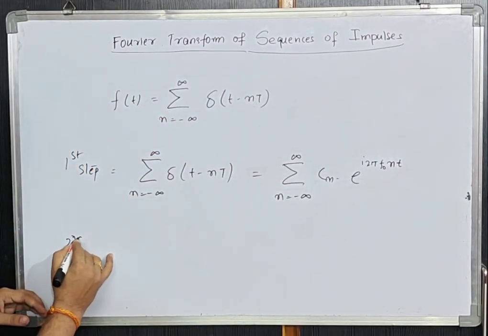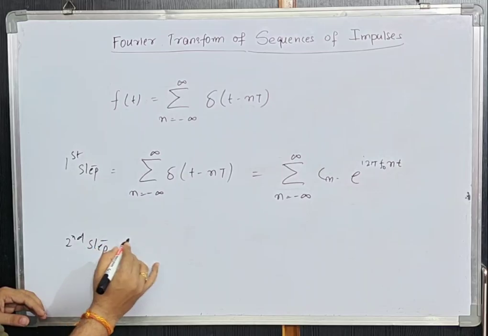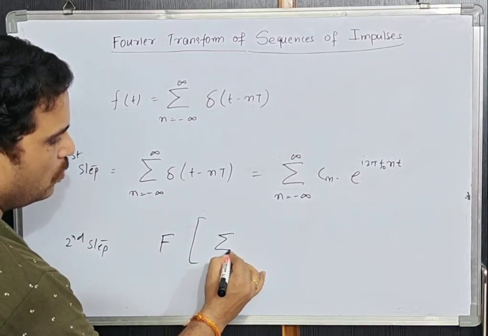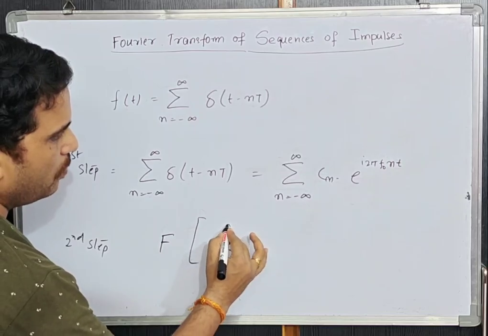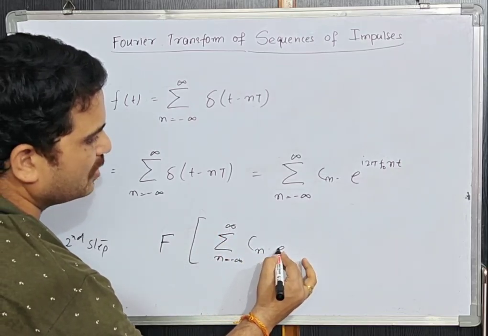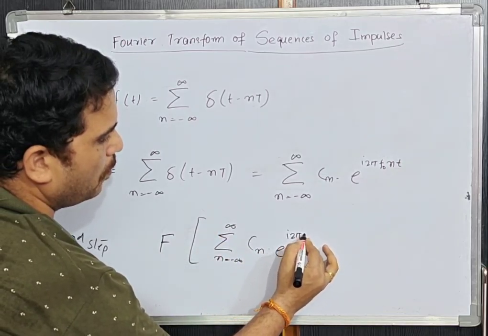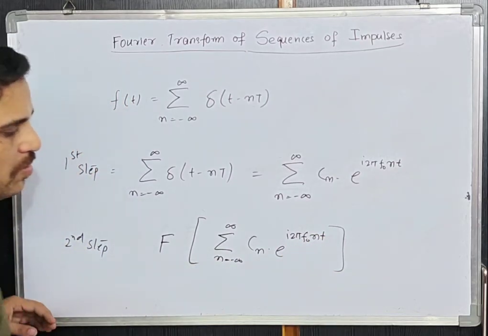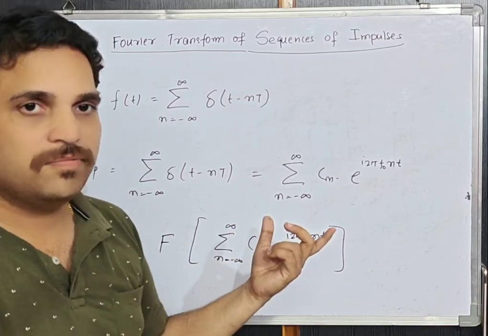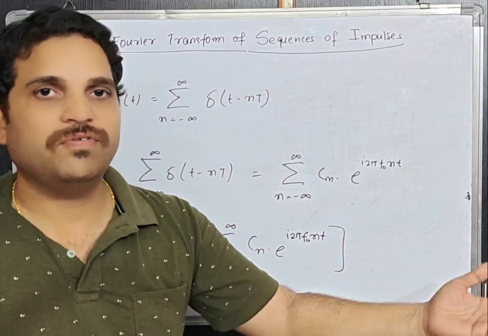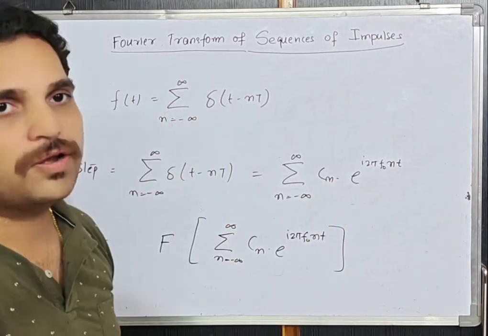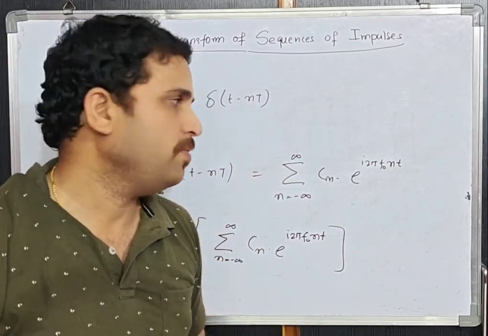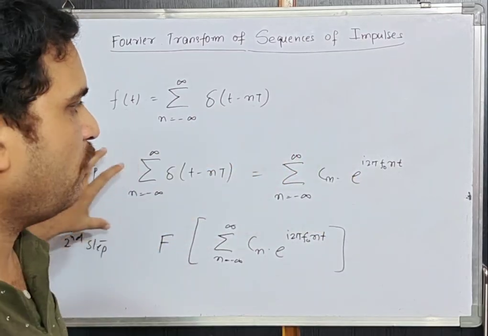The second step is to obtain the Fourier transformation of the summation of complex exponentials. Once we do this, this transformation, the function of frequency, is equal to the transform pair of this particular impulse train. Okay, so first of all let us follow the first step.